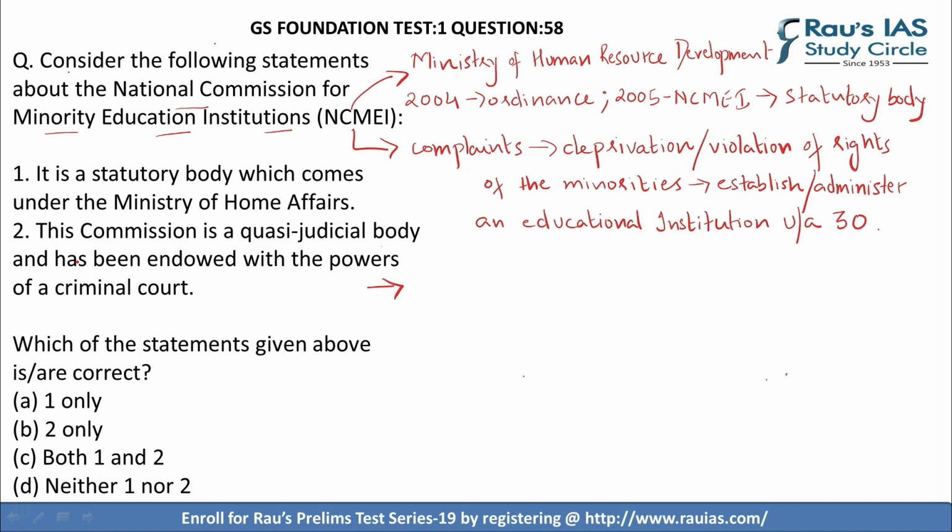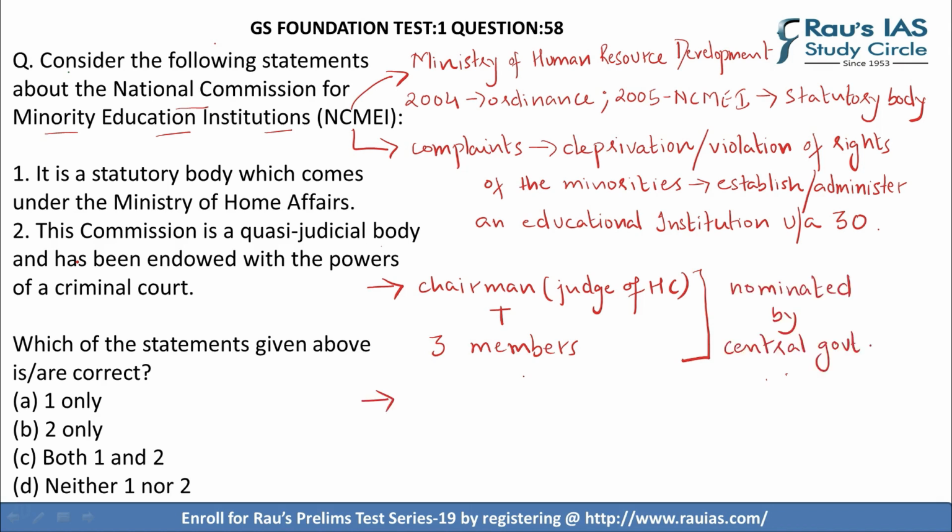As far as the composition of the commission is concerned, it is headed by a chairman who has been a judge of a high court, plus 3 other members, all of whom are nominated by the central government. The NCMEI is a quasi-judicial body endowed with the powers of a civil court to seek compliance to its order.